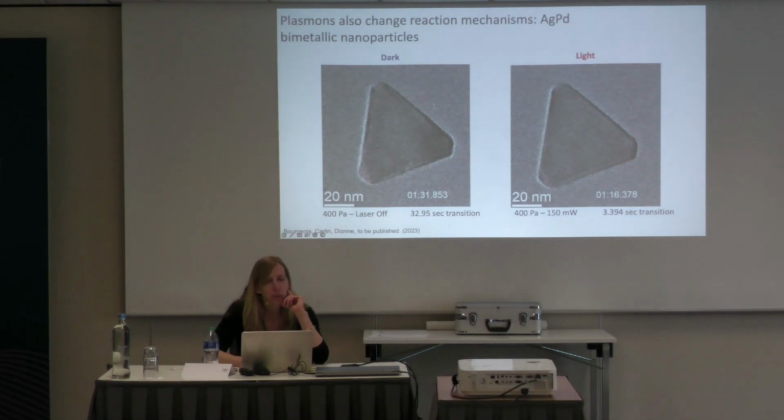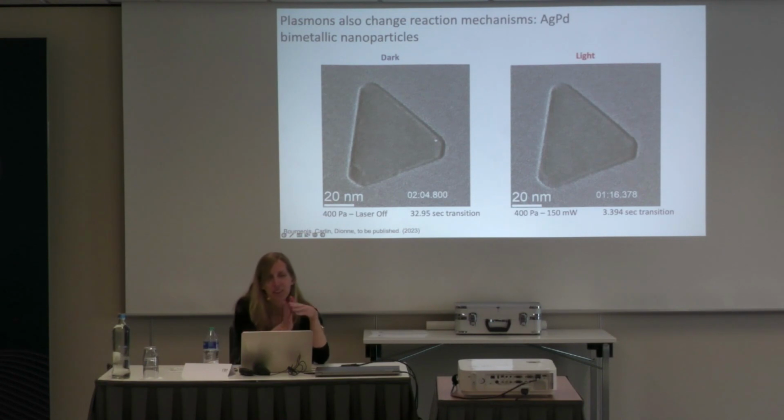And then what's cool is we can also see how we get different reaction mechanisms. So here I think you'll be able to see hydrogen leaving the nanoparticle in the dark. So you can see this cool interface now with much higher resolution than we've had before. And the hydrogen then leaves out of both of those tips. So you saw it moving across the nanoparticle and then splitting. Whereas with illumination, it doesn't have that same split.